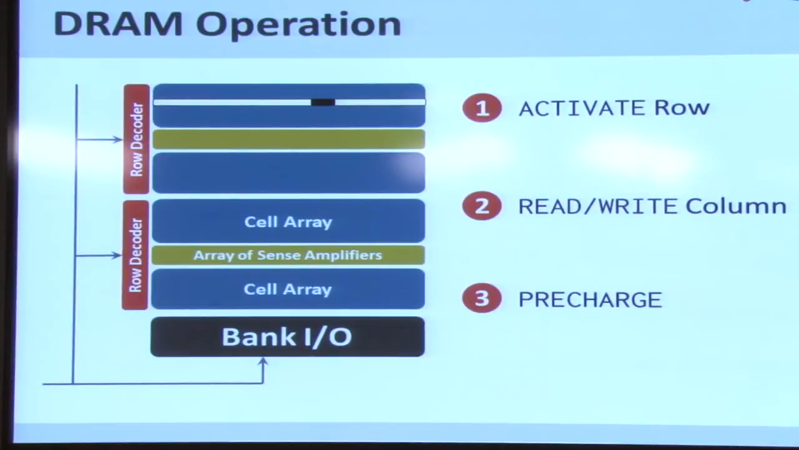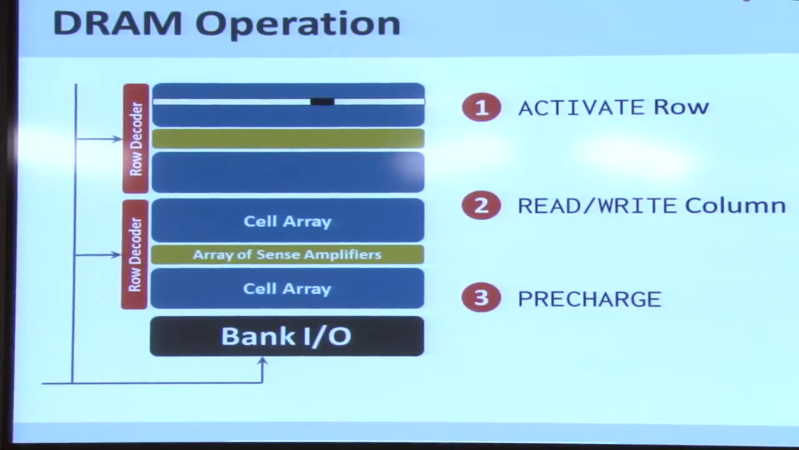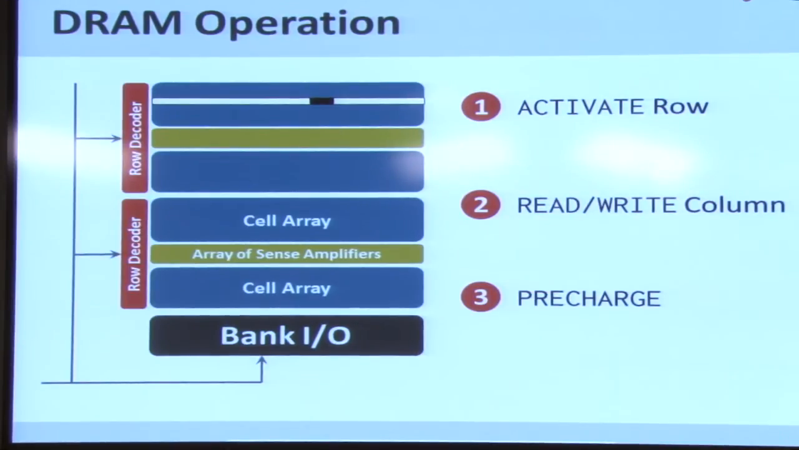Okay, so these are in some sense the 3 commands that you need to know about DRAM access. An activate to the row, which copies the data from the row of DRAM cells to the sense amplifiers. Then a read or a write command, which does the data transfer either from the DRAM chip to the memory controller, or in case of a write, from the memory controller to the DRAM chip. And a precharge, which clears the row buffer and prepares the bank for the next access.